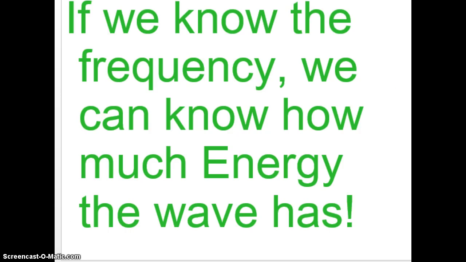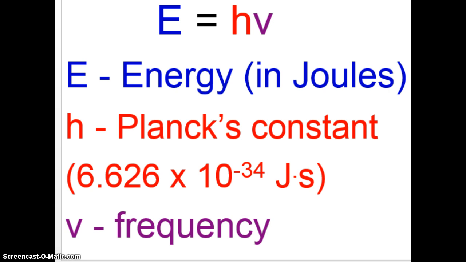So that means that if we know the frequency, we can know how much energy the wave has. So going back to that equation, we can find the frequency from the chart or from some problem, and we can multiply it by h, which of course is this crazy 6.626 number, and we can find out how much energy is in a particular frequency.